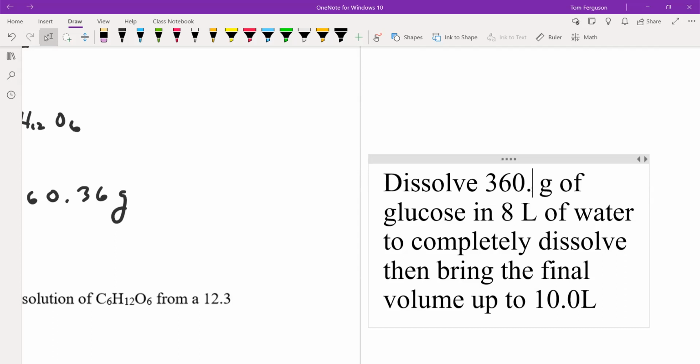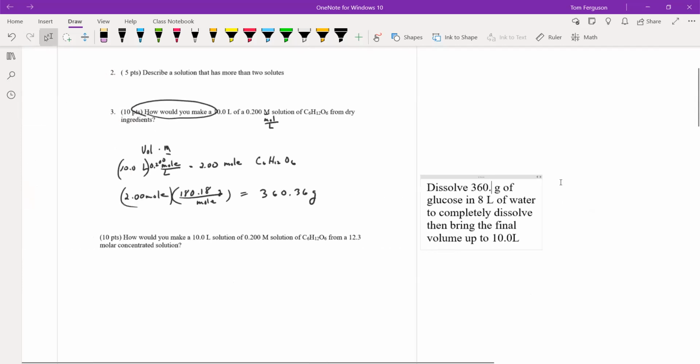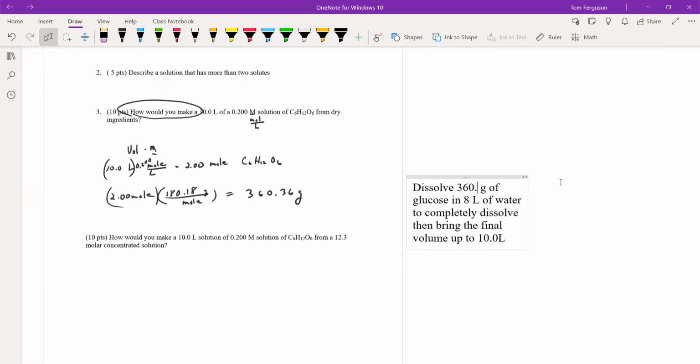And the purpose of less than 10 is you need to get it completely dissolved, then bring it up to 10.0 liters. Because if you don't do that, you're going to end up with more than 10.0 liters in your final solution. Okay, so any questions about that? The answer has to be in a paragraph, just like that. That's how you'd make it.